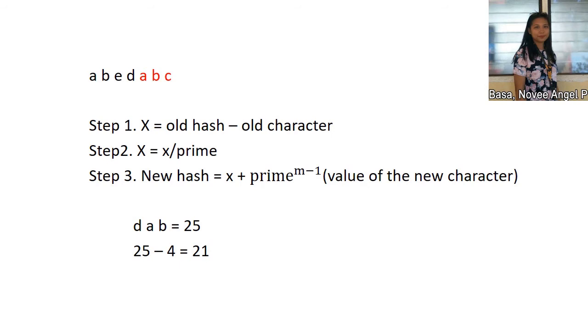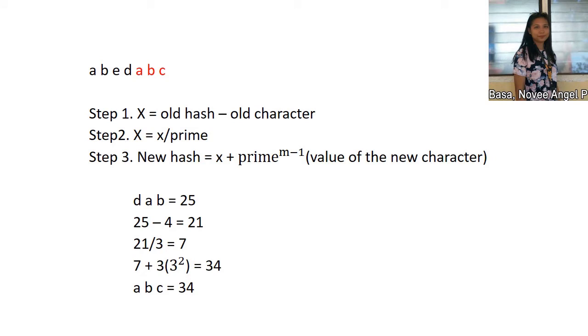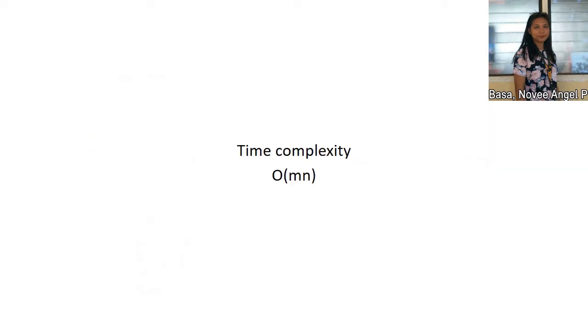B, C. So this number finally matches the hash of the pattern. Once we find the match, it means that the pattern exists in the string which is at index 4. So this is how rolling hash works. So the time complexity for this algorithm is O of M times N, where M is the length of the pattern and N is the length of the text.